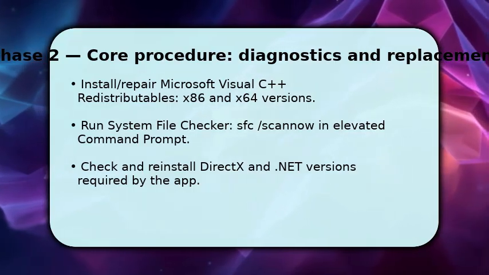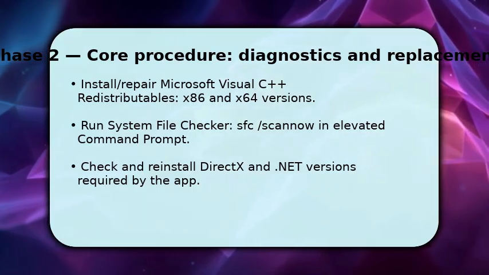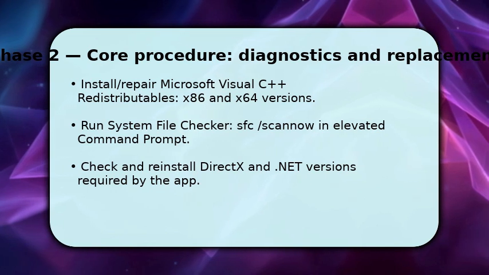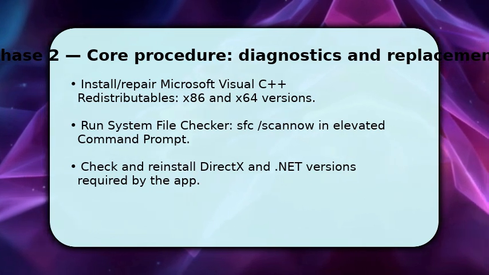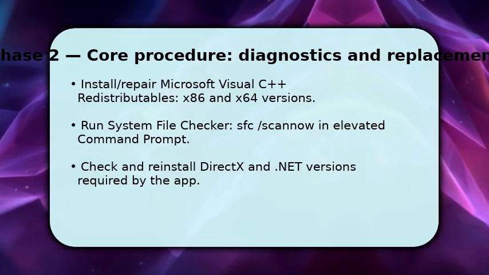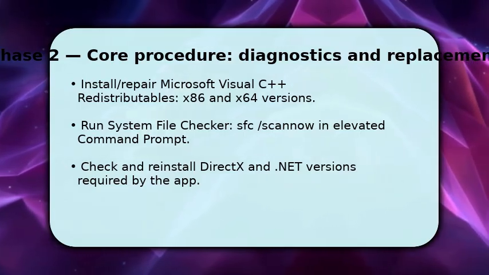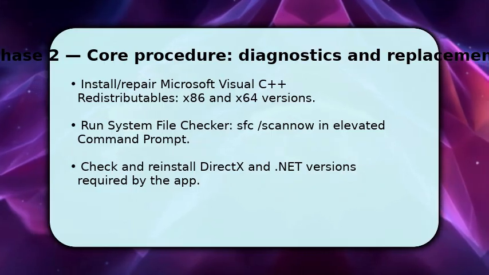After that, reinstall the specific DirectX and .NET Framework versions the application requires, because version mismatches often break module loading. These steps rebuild the dependency chain so the app can start correctly.